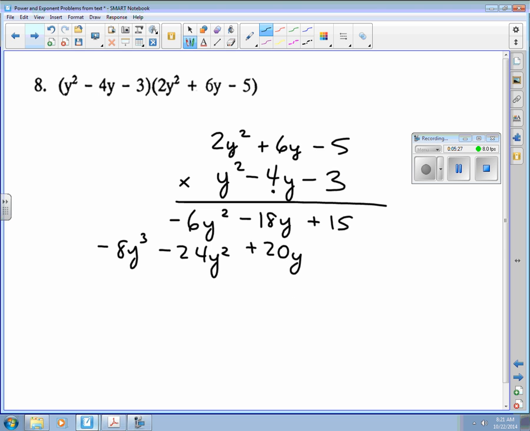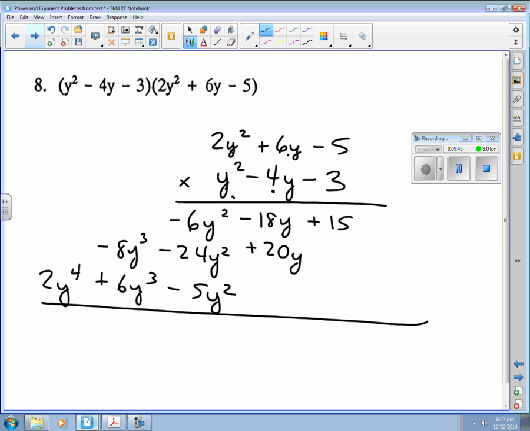And now it's y squared times negative 5 is negative 5y squared. y squared times 6y is positive 6y cubed. And y squared times 2y squared is 2y to the power of 4.